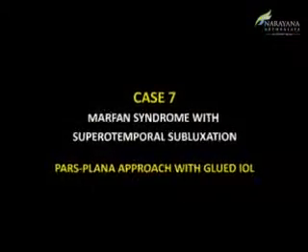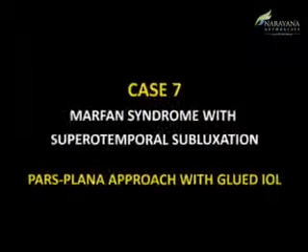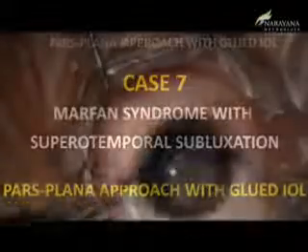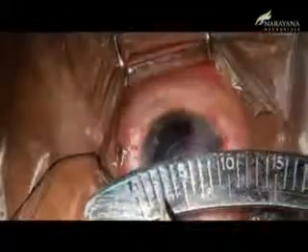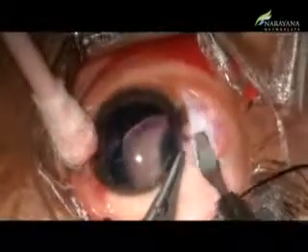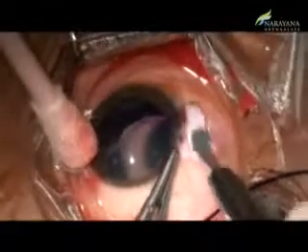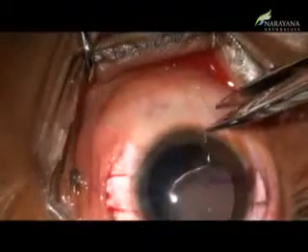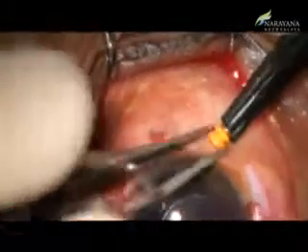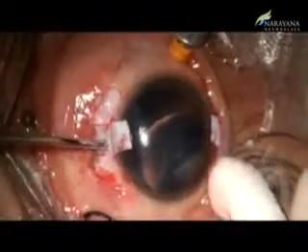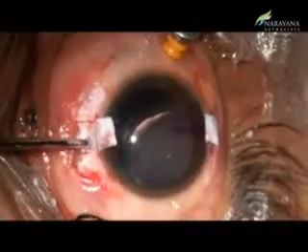In this case, we demonstrate lensectomy through a pars plana approach using the glued IOL technique. Conjunctival peritomy and cautery is done at 3 and 9 o'clock position. Rectangular scleral flaps of 2.5 mm wide are fashioned. A pars plana infusion port is created from the limbus in the inferotemporal quadrant. Another pars plana port is created below the scleral flap at 3 o'clock position.